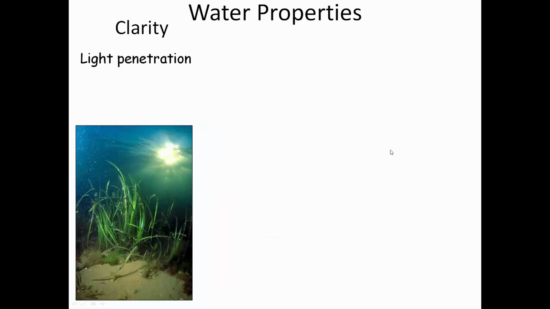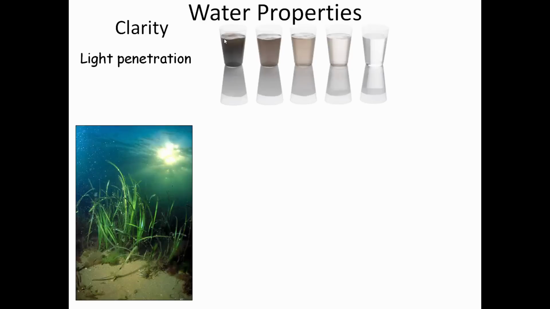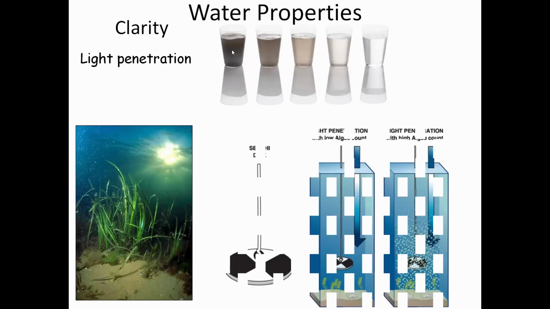Clarity of water, light penetration. If water has floating solids inside, or has lots of plant life, single cell plant life, it actually will change the light penetration. You can see lots of different levels of clarity. Some you can see through, and some actually get kind of translucent, and some even opaque.